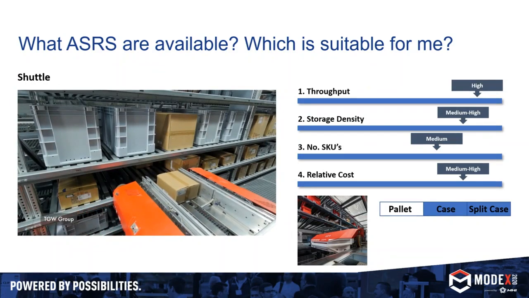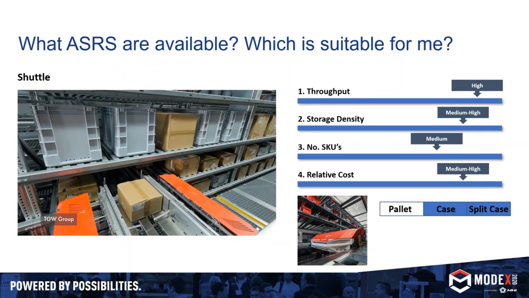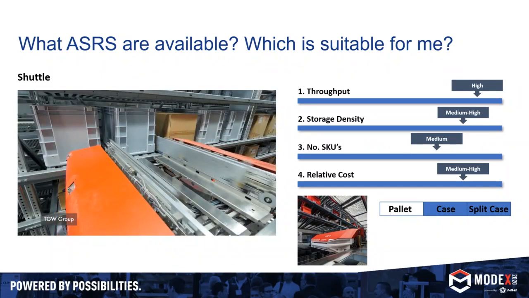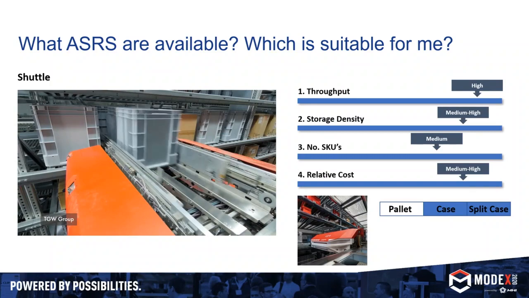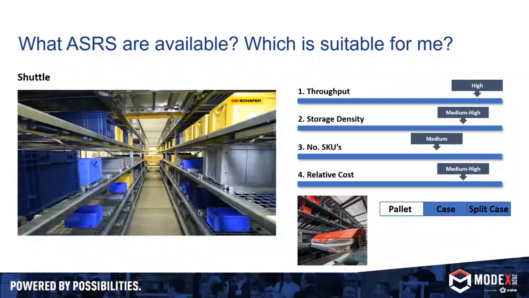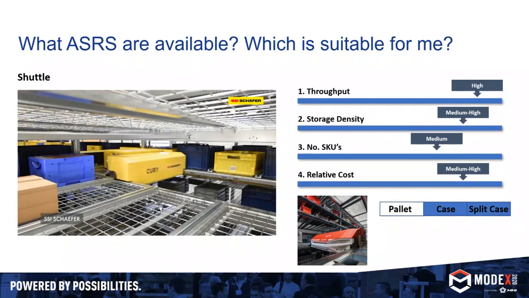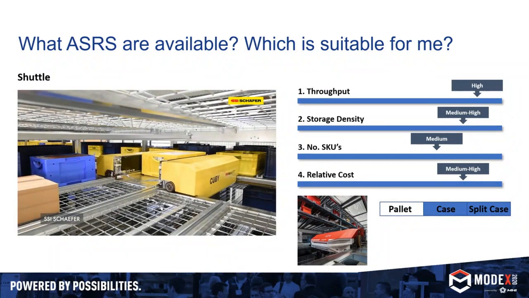Storage density is about the same. You're not getting that multi-deep storage. Essentially, you're getting the depth that the carrier can reach into the rack. The cost is slightly higher than the Miniload. You've got more equipment, and again, the rack is slightly more complex.